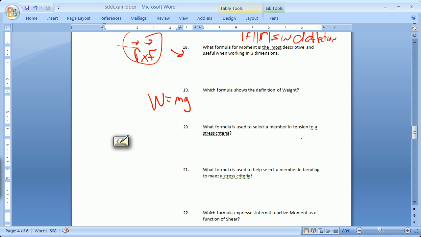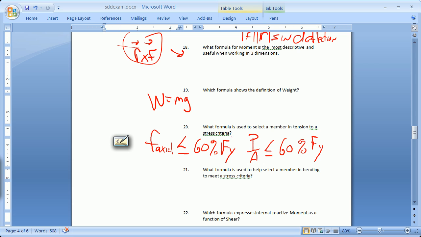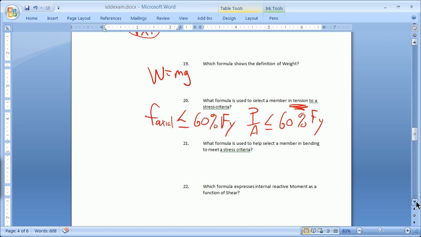What formula is used to select a member in tension to a stress criteria? Well, basically you want the axial stress to be less than or equal to 60% of yield stress, and you can actually go a little bit better than that. You could go P over A is less than or equal to 60%. In this case, you get the full amount because it is tension. You don't want to go much beyond that, 60%.